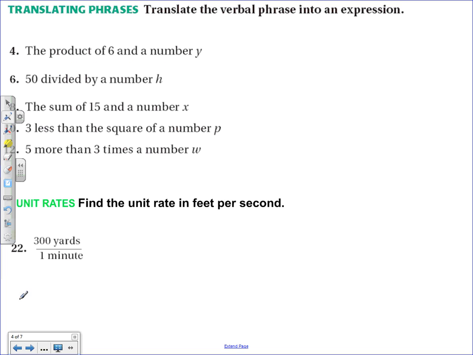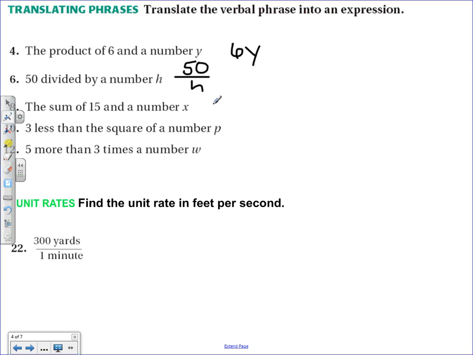I found a few more examples. These are not in your book. I just wanted to practice a little bit more. So number 4 says the product of 6 and y. We would write that as 6y. No need for a raised dot. The number next to a variable means to multiply. 50 divided by h. Remember, we do not use the division symbol. We use fraction for division in algebra.